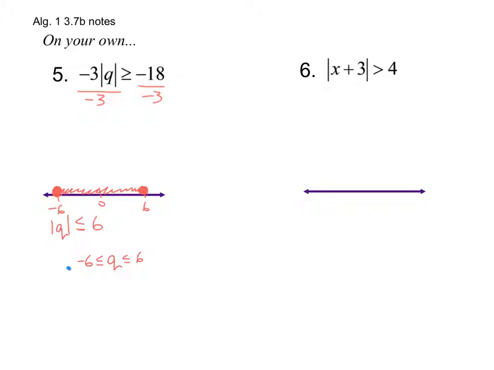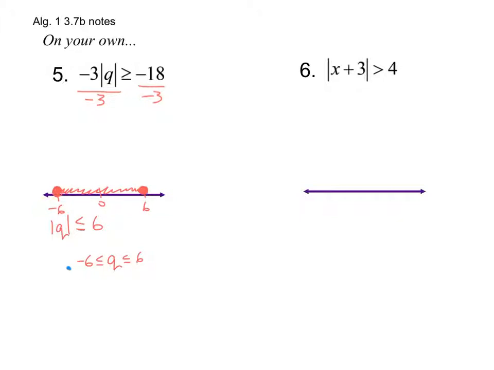All right, ladies and gentlemen, welcome back. Hopefully you actually paused your video and tried out number 5 on your own. You can see my work. I got that the absolute value of Q has possible answers -6 and 6. And so we've got -6 less than or equal to Q less than or equal to 6.